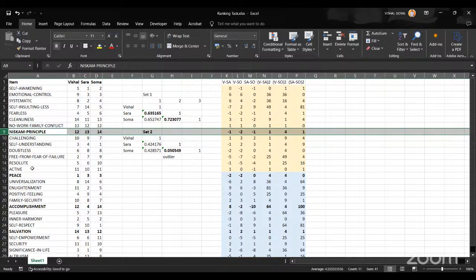What are you telling? 12, 13, 14. No, that is the rank value. That is the rank value. Yes, sir. So what does 12 do?